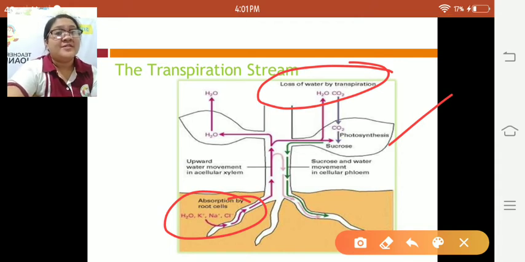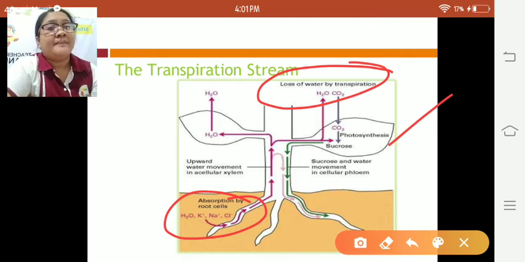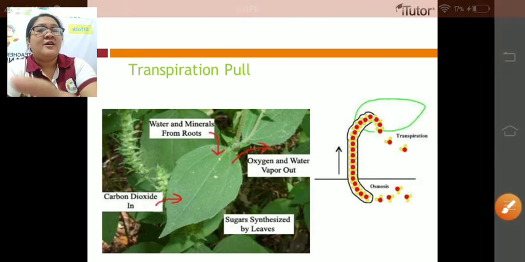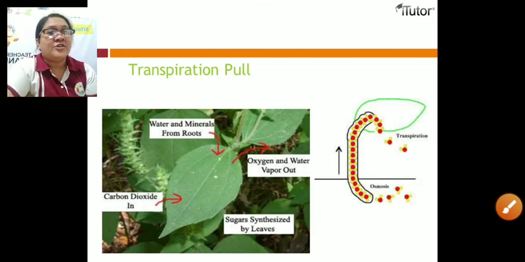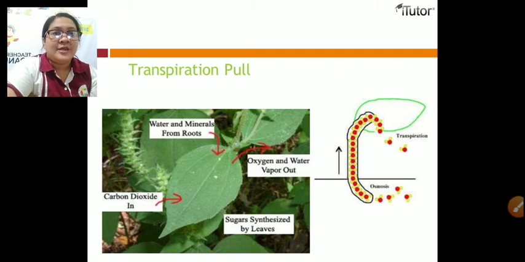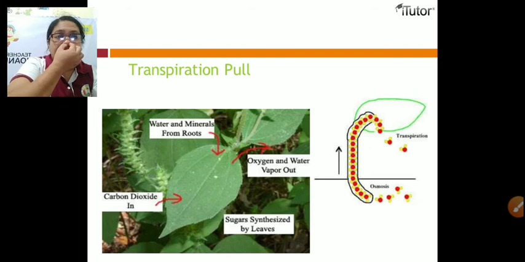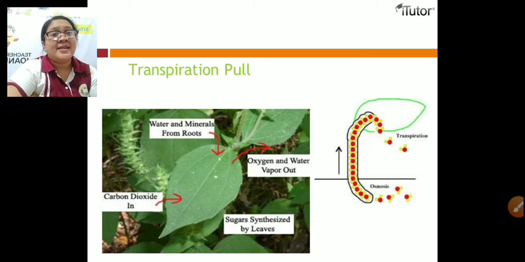This sucrose and water is being transported to the different parts of the leaves in a cellular phloem. Okay, so let's move. This one is the transpiration pool. As you can see, carbon dioxide goes into the leaves. Water and minerals from the roots will also go to the leaves, and the sugar is being synthesized by the leaf, and the end product is oxygen and water, out.